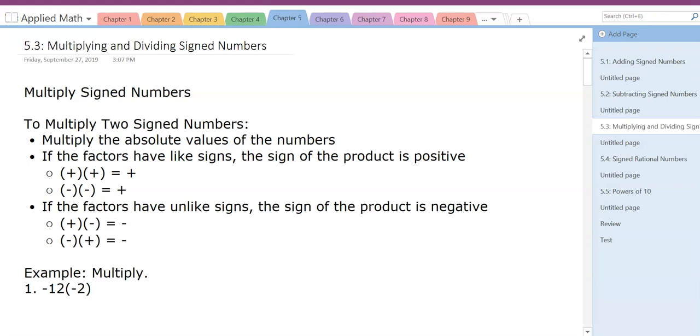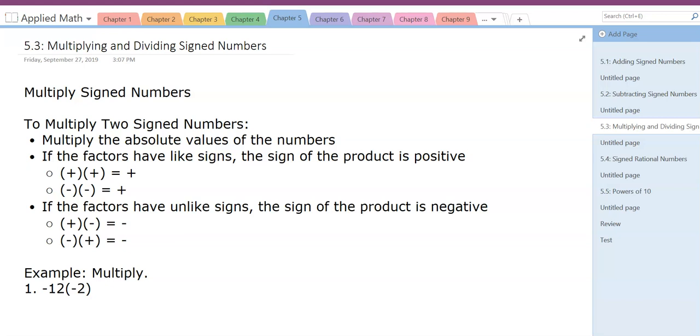All right, we're going to get into section 3. We're going to talk about multiplying and dividing signed numbers. So far we've done addition and subtraction. Now, multiplying and dividing, there's some rules that we need to know for when you're multiplying and dividing positive and negative numbers. Some of these you probably are familiar with already, though.